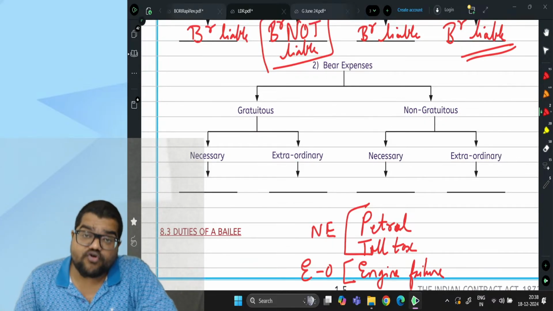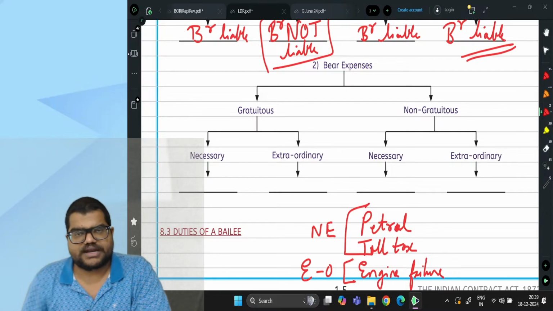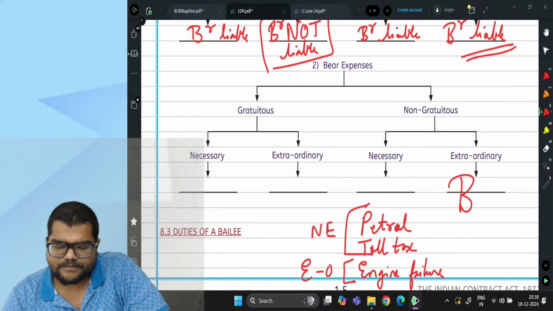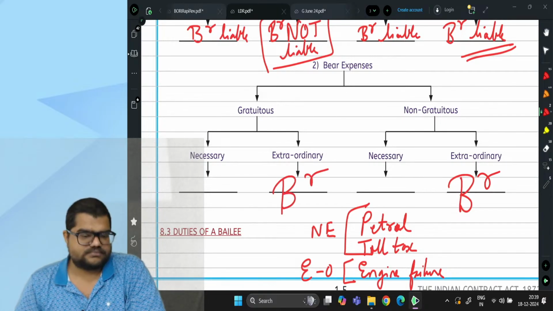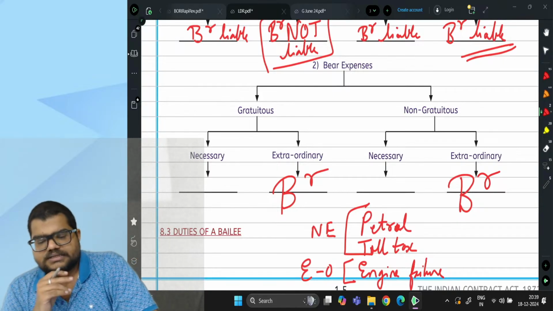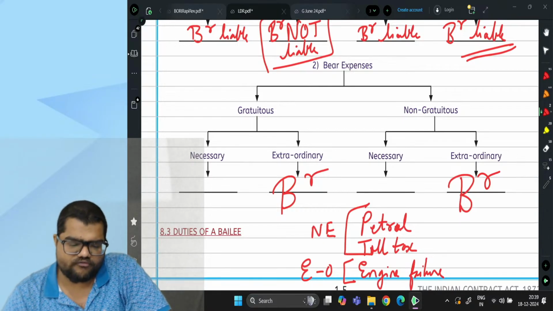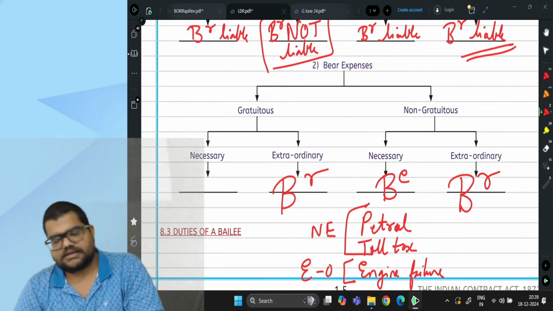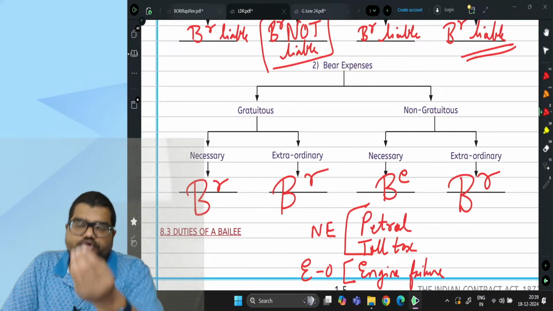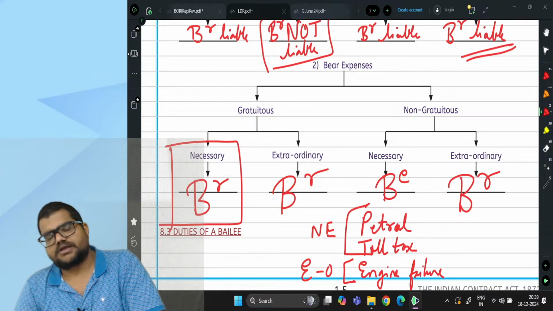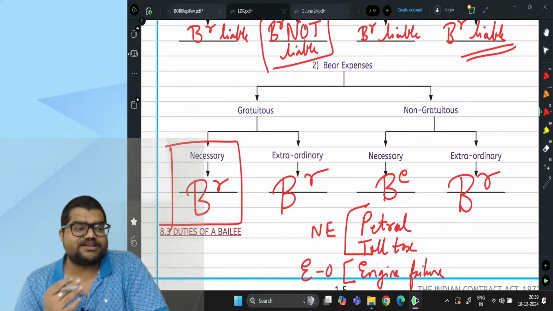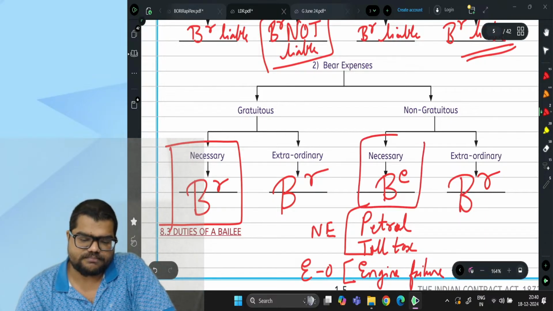Now the point is, sir, who will bear these expenses in case of gratuitous and in case of non-gratuitous? Very easy. Sir, as far as extraordinary expenses is concerned, it will always be bailor because he is the owner. So it is very obvious that extraordinary expenses in either case will be borne by the bailor because he is the owner of the car. The next one, sir, necessary expenses in case of non-gratuitous obviously will be borne by the bailee. In this case, it will be bailor. If you hand over a car to your friend, you'll obviously make sure that you fill in the petrol and then give it to your friend, and hence bailor. On the contrary, if I take a car for hire and go towards Goa, so obvious it is that, sir, all the petrol expenses, all the toll expenses I will pay from my own pocket, and hence bailee.